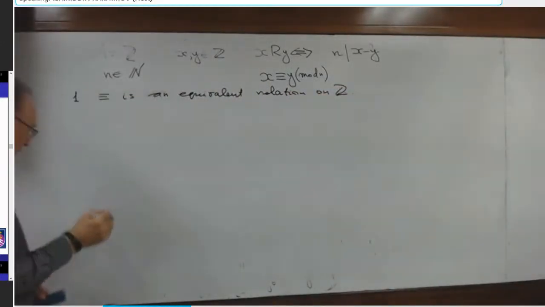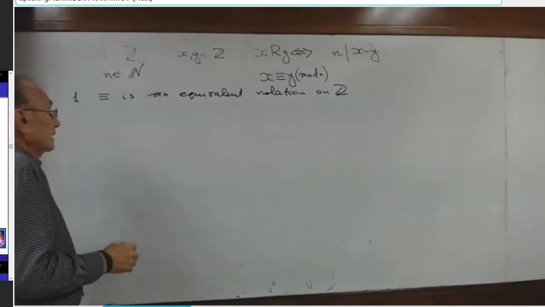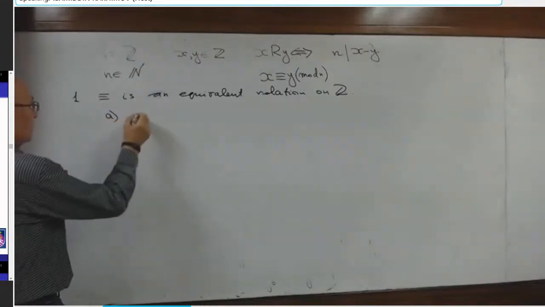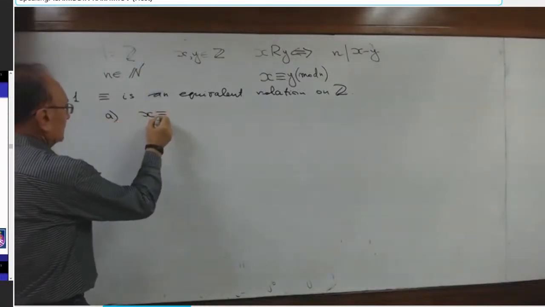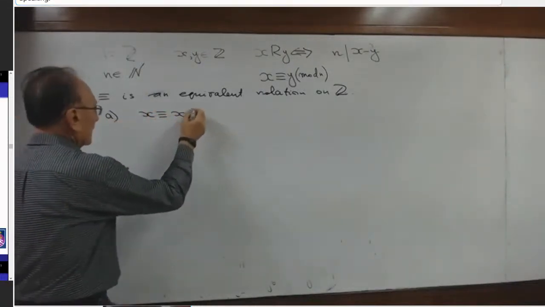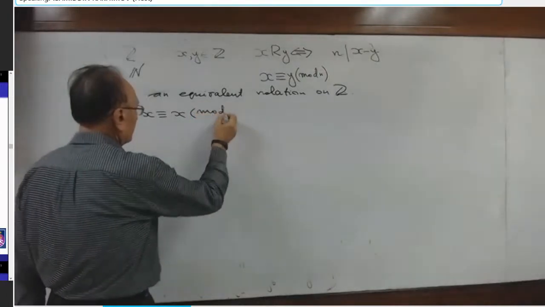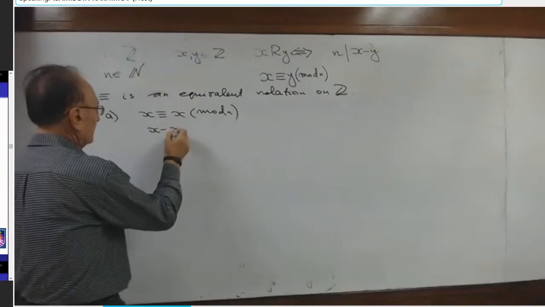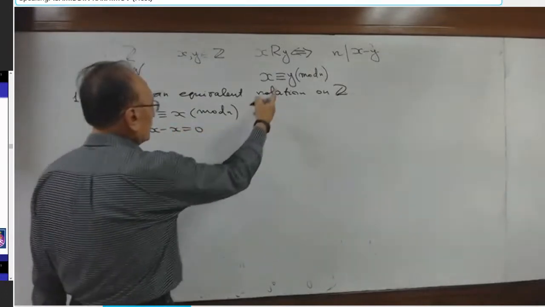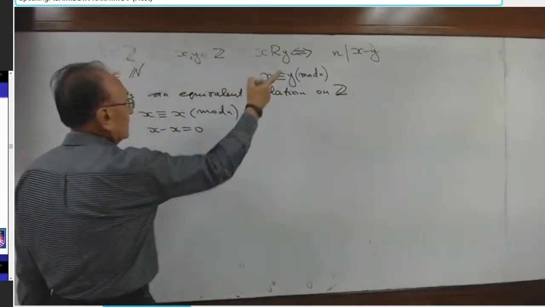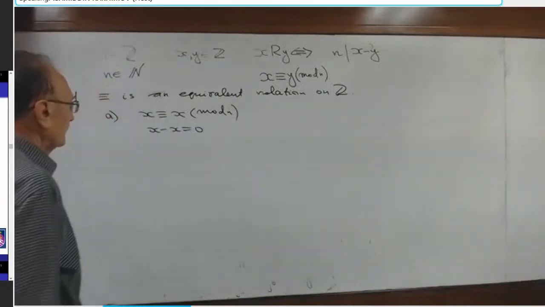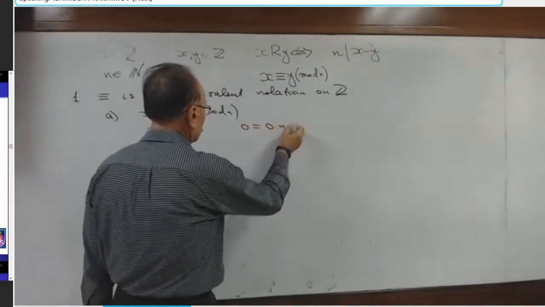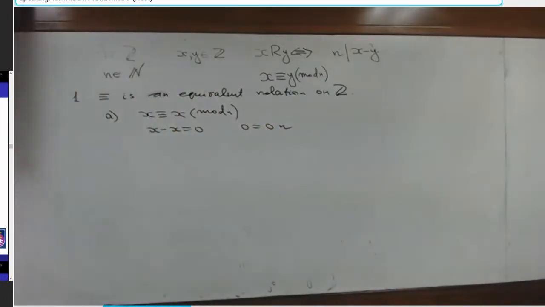We should verify the three properties. A, definitely x is congruent with x mod n. Why? Because x minus x is 0. So 0, you can always write as 0 times n.